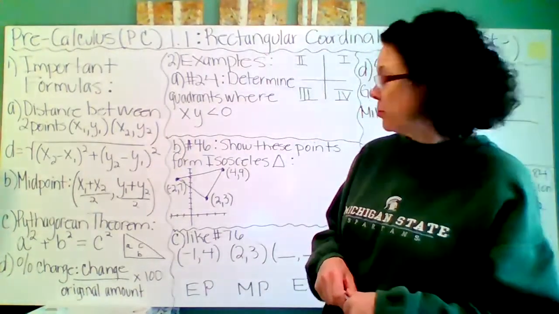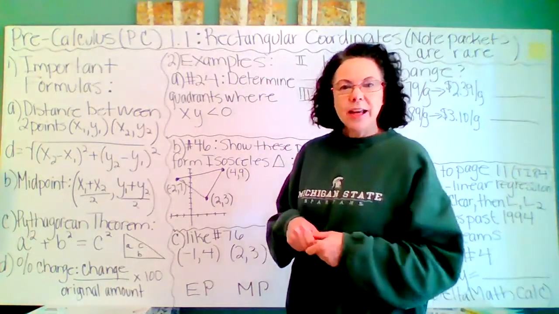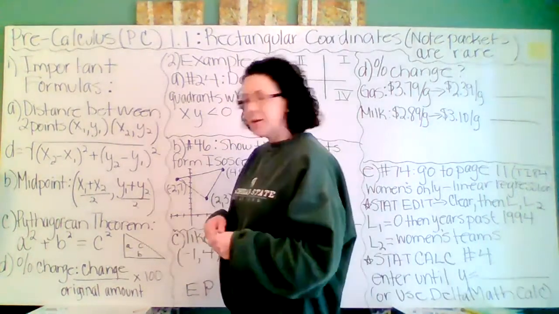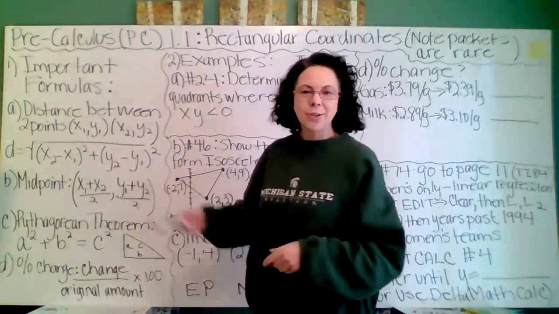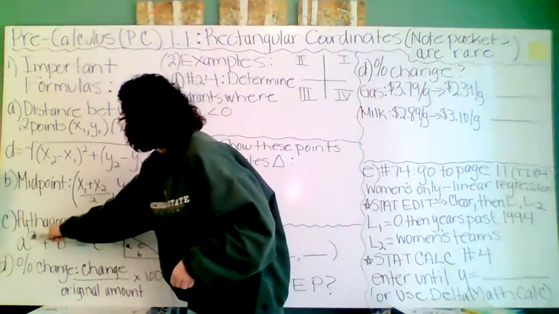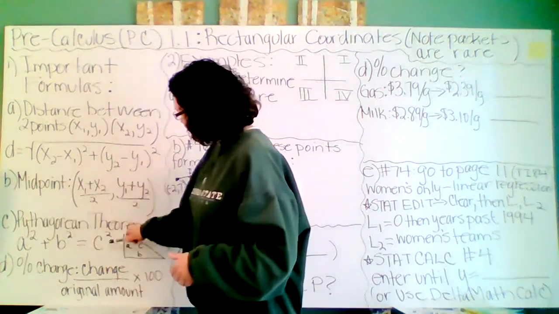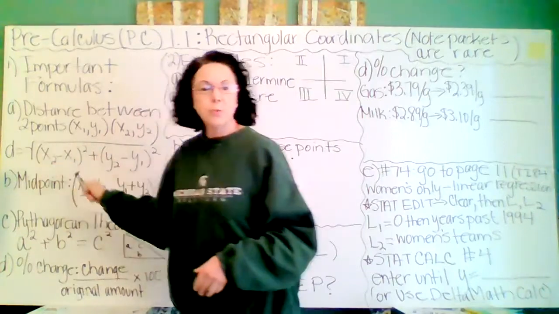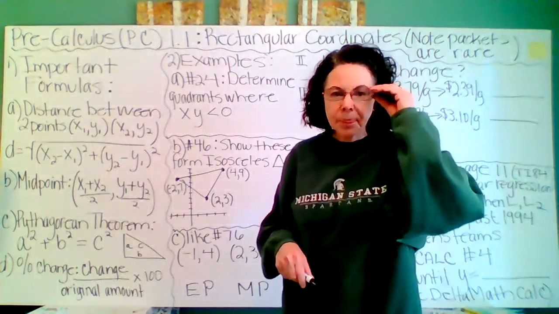You probably also remember the Pythagorean theorem, a squared plus b squared equals c squared. That's when you have a right triangle and the legs are a and b and the hypotenuse is c. If you notice, the Pythagorean theorem actually has a lot in common with the distance formula. Something being squared plus something being squared, but instead of having it equals something being squared, we just took the square root of both sides. So the distance formula actually comes from the Pythagorean theorem.